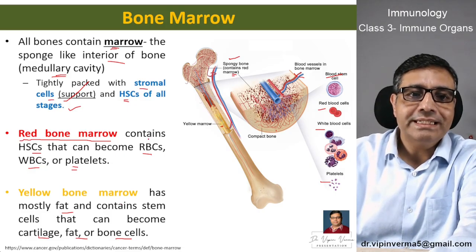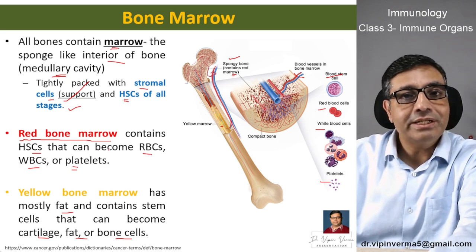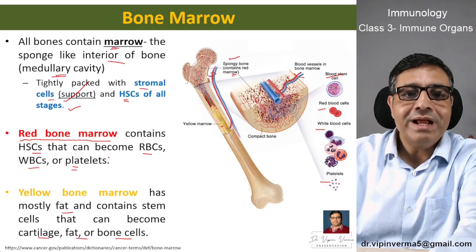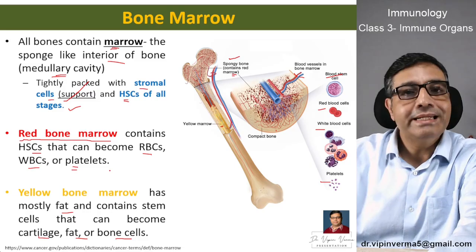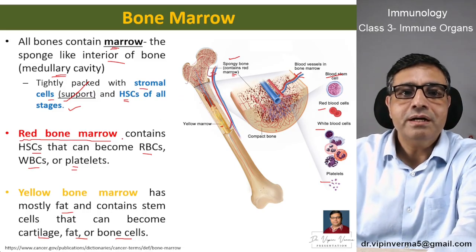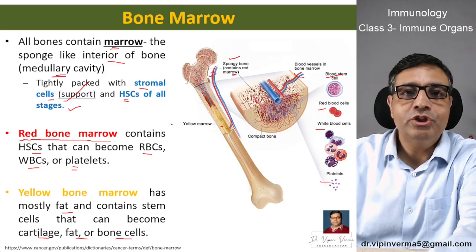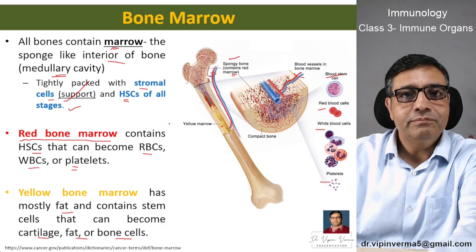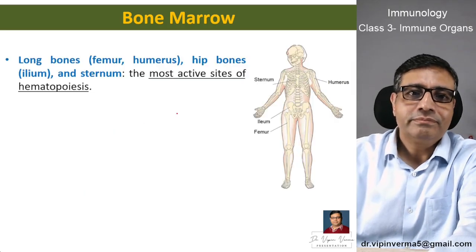All the lymphocytes are generated in the red bone marrow. RBCs are generated in the red bone marrow. Platelets are generated in the red bone marrow. While the fat, the bone cells and cartilages are generated in the yellow bone marrow. Here we are concerned with the red bone marrow because that is the site where the leukocytes and the other blood cells are generated.